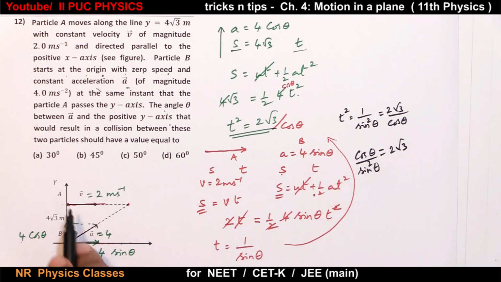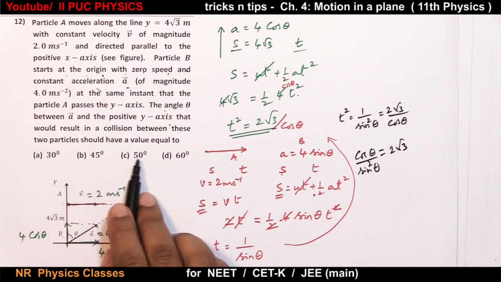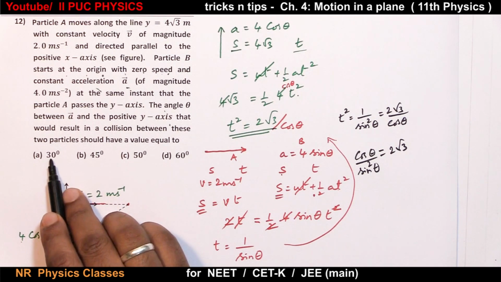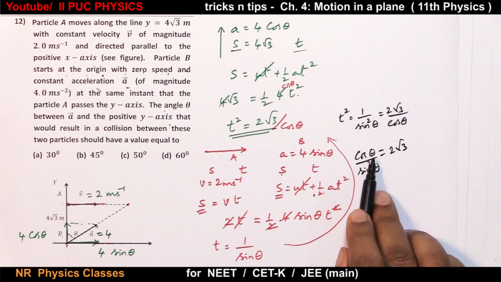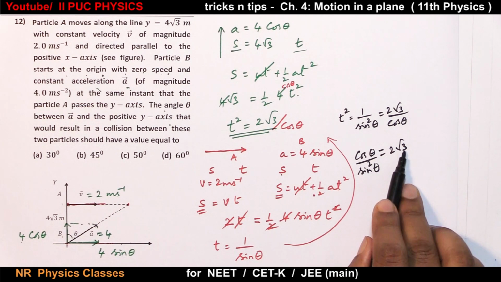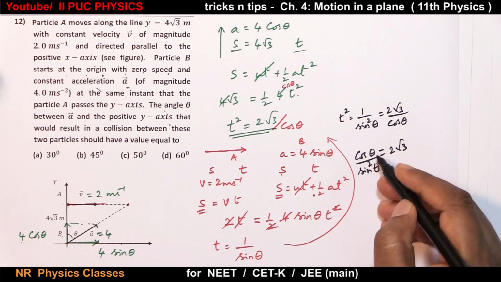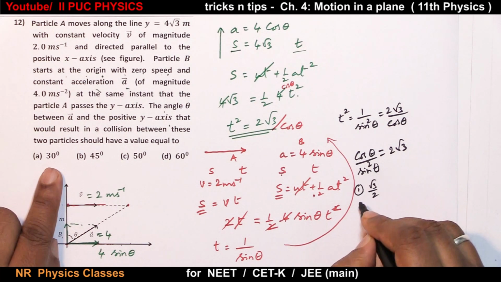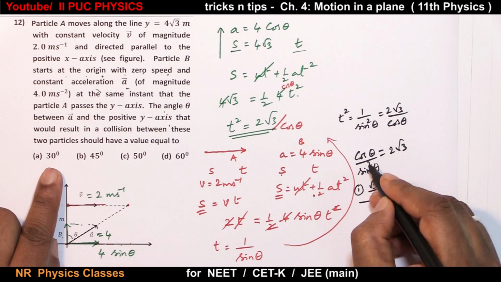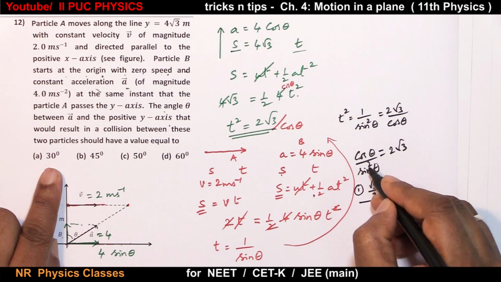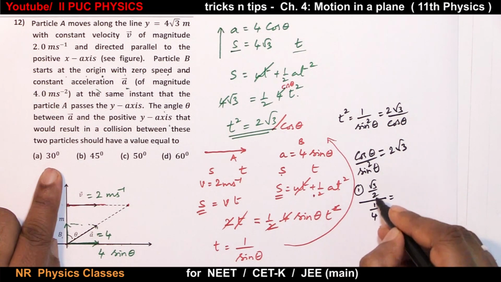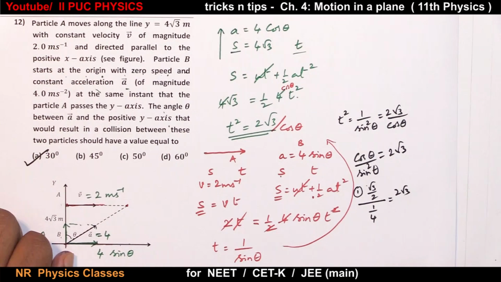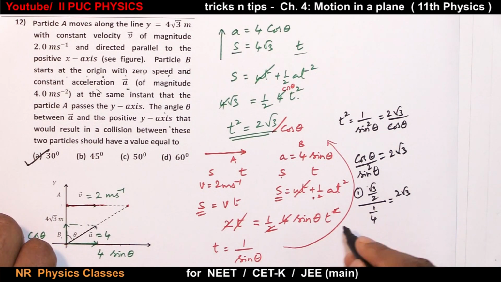Now we have to solve this. We have these four options. Now let us use the substitution method. Let me substitute 30 in this and let us see whether we get 2 root 3 or not. First option, 30. Cos 30 is root 3 by 2, divided by sine square 30. Sine 30 is half, its square is 1 by 4. This 2 goes to the numerator, 2 root 3. Yes, 30 degrees works.